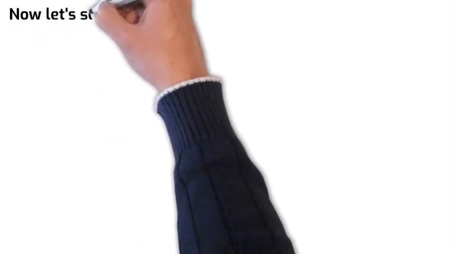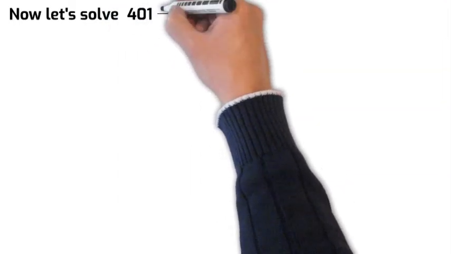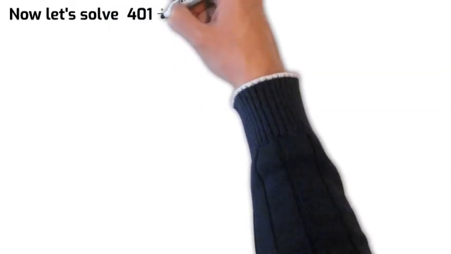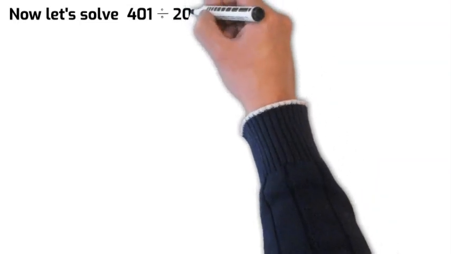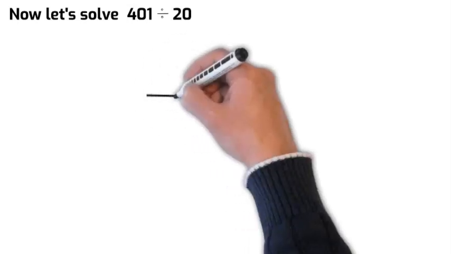Now, let's solve 401 divided by 20. Please follow closely as we solve for the answer to this question. First, we need to arrange or set up our numbers like this.